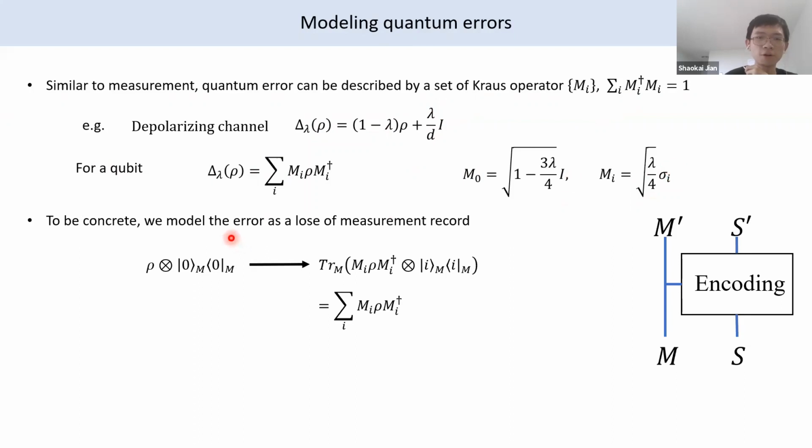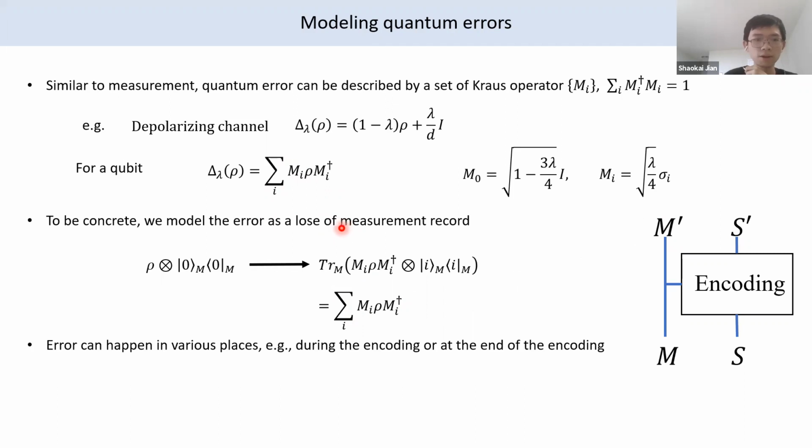In our case, we model the error as loss of the measurement record. We know there is a measurement apparatus that collects the measurement outcome. If we lose the measurement record, we just need to trace out this measurement apparatus. The result is applying a set of Kraus operators to the density matrix, which is very similar to the error here. Another thing about the error is that it can happen anywhere. It can happen during the encoding or at the end of the encoding. So our question is: is there a systematic way to understand the effect of errors?